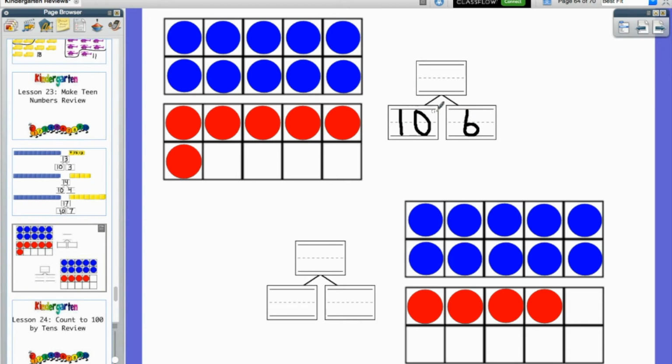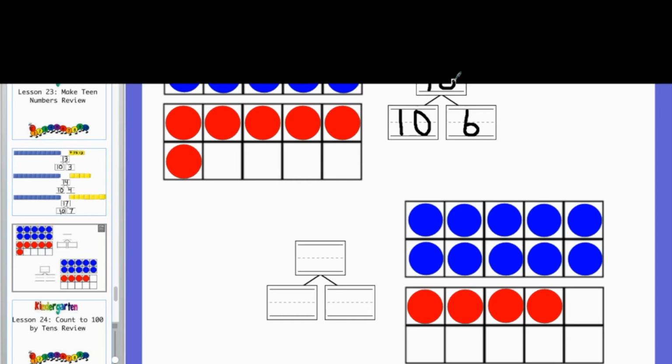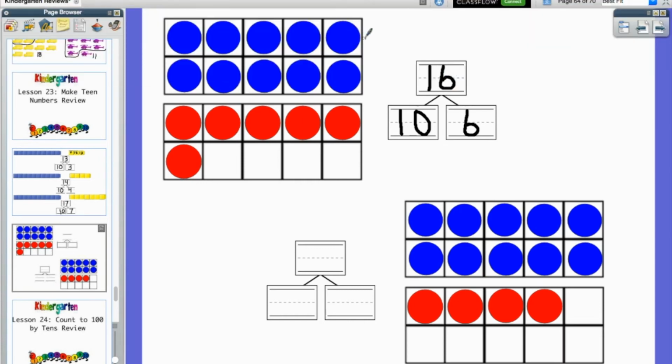So we have the numbers 10 and 6. What teen number does that make? We put them together, we get the number 16. So let's practice counting again. We know we have 10 at the top, so we're going to start with 10 and we're going to count on: 11, 12, 13, 14, 15, 16. There we see that number 16.